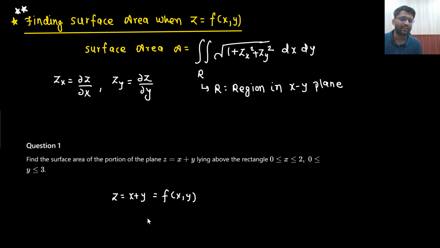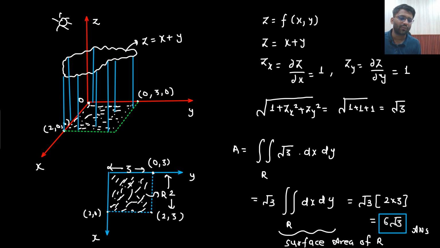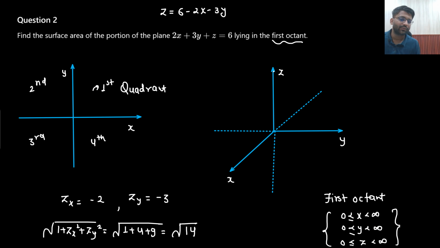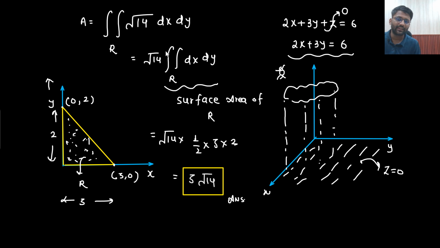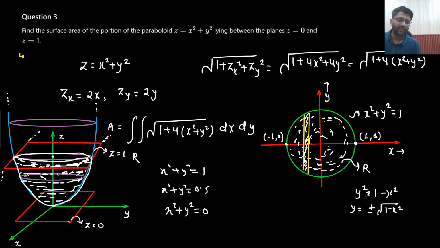But I told you the method. We need to find zx, zy, and then the factor under root 1 plus zx square plus zy square, then dx dy. Based on that, we take the projection and perform this operation. Understandable? In the initial questions, this factor came out to be constant, so we only needed to calculate the surface area. In the next one, it did not come out to be constant.